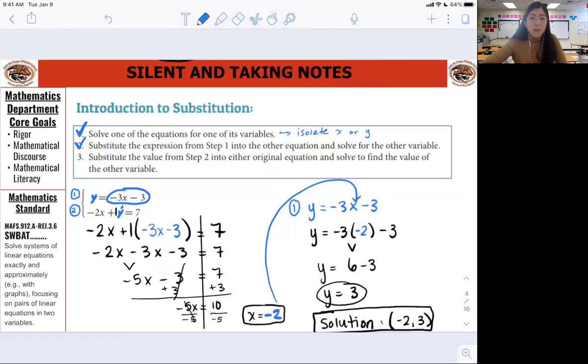Right, because once you find the value for x, remember you can plug that number into equation number 1 or equation number 2. You can pick whichever you want, but you always want to pick the easier one. In this case, equation number 1 looked a little bit easier, so we plugged it into that one. Any other questions? Anybody still writing?